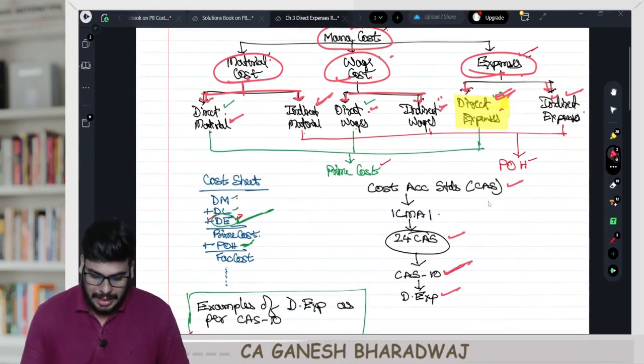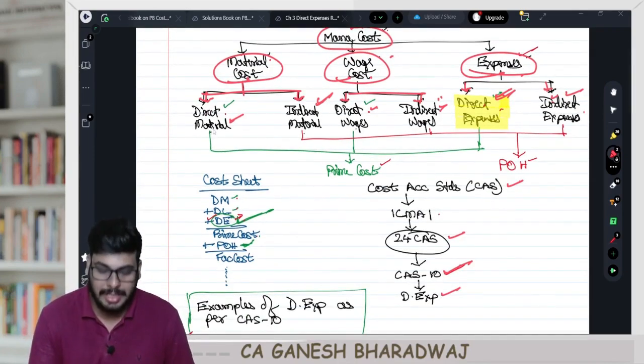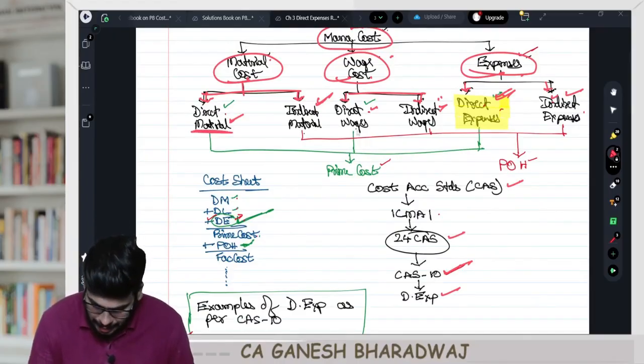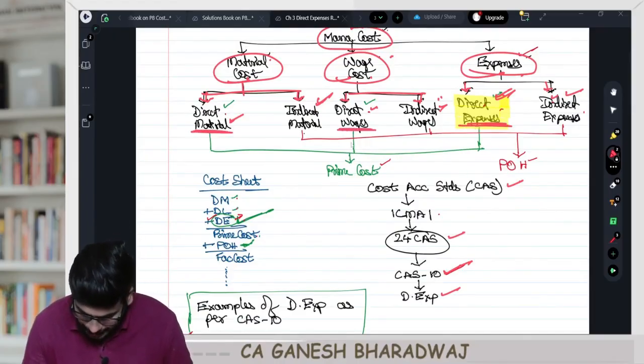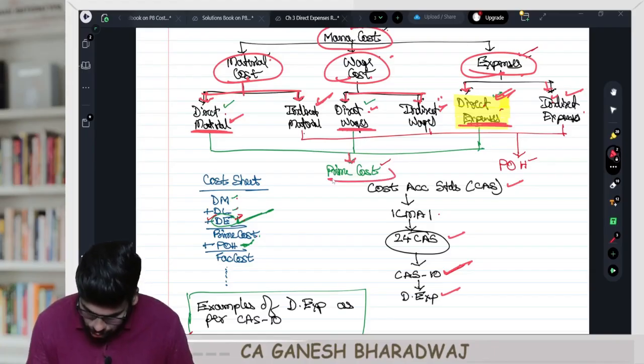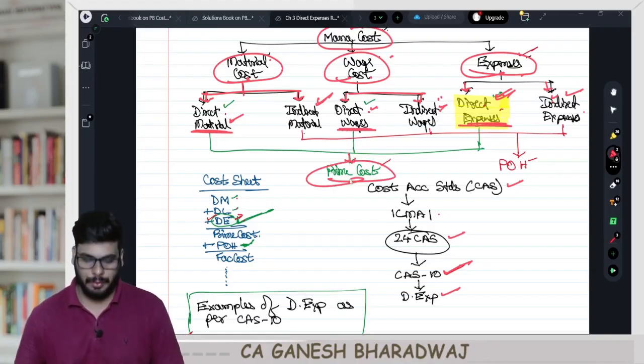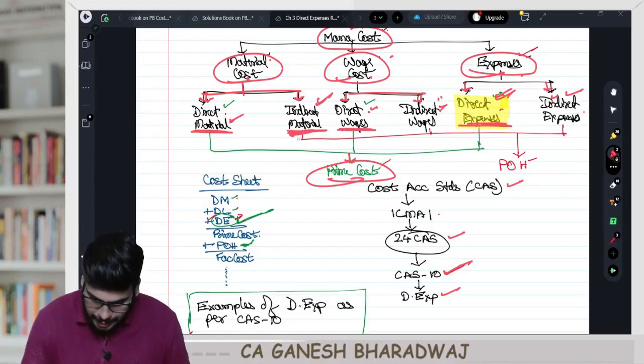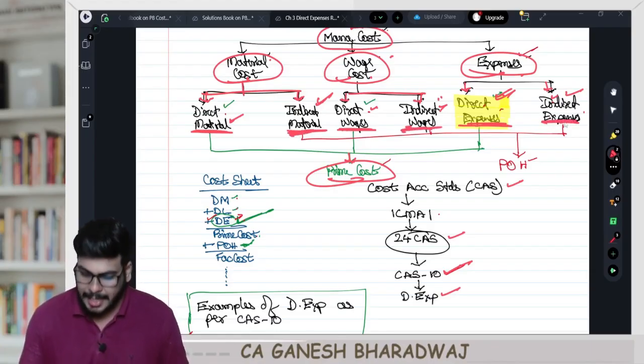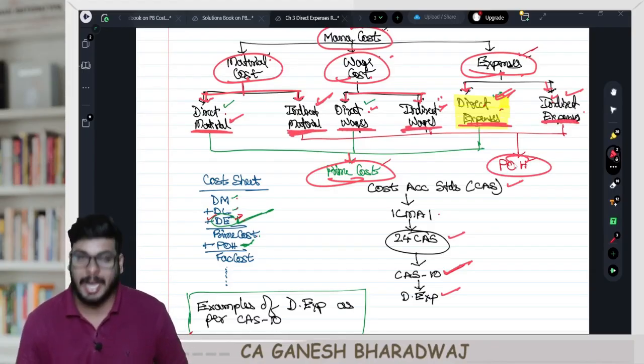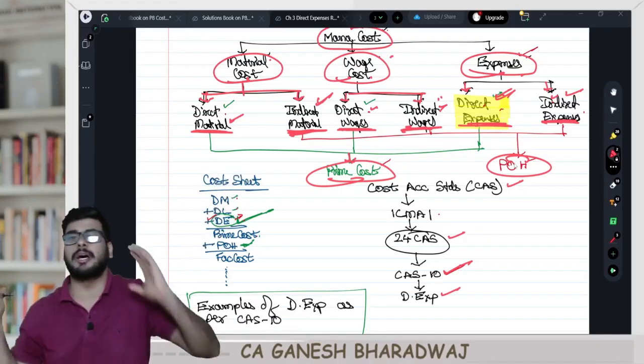Now, these direct components of cost incurred in a factory, basically your direct material plus direct wages plus direct expense put together, is called a prime cost. Clear with this, guys? And your indirect material plus indirect wages plus indirect expense put together is called your production overheads. This is how it appears in your cost sheet.